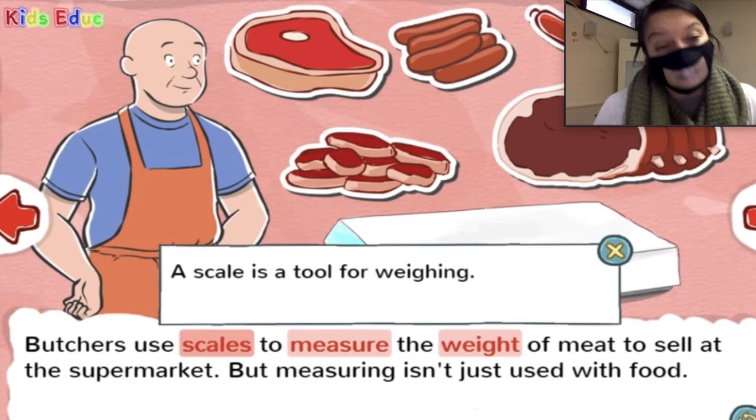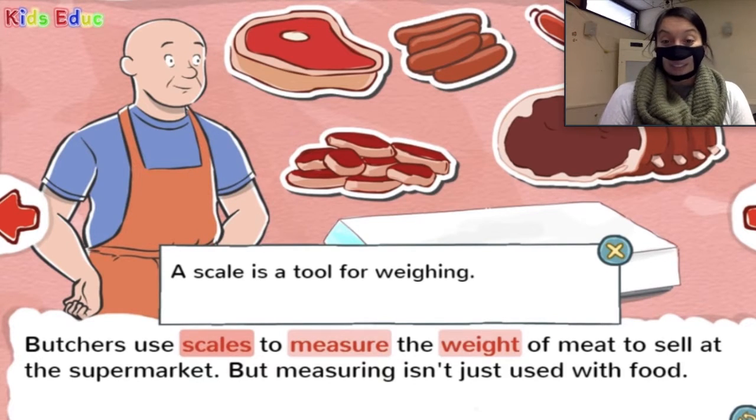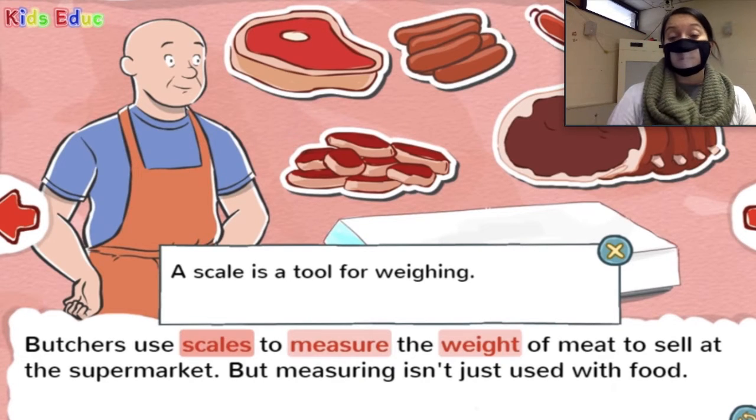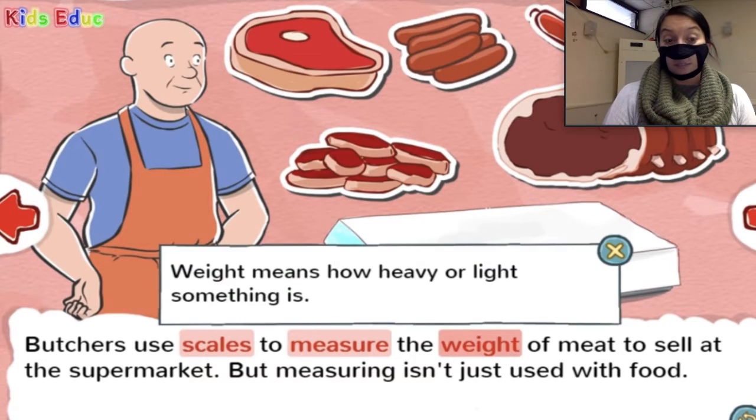Scale. A scale is a tool for weighing. People use scales to weigh packages, people, or food to find out how heavy or light it is. Weight. Weight means how heavy or light something is.